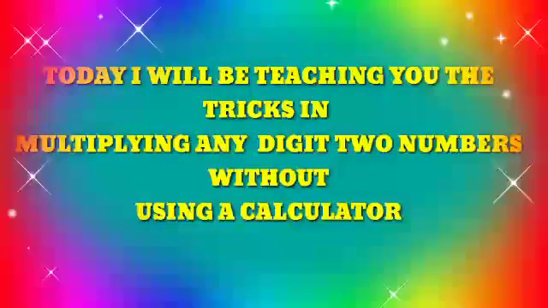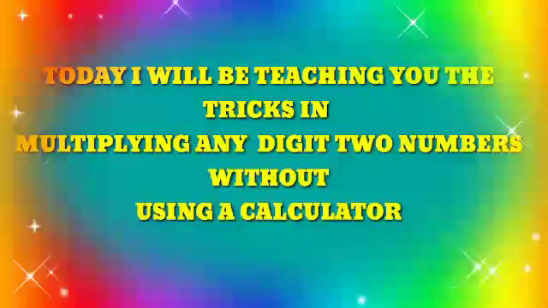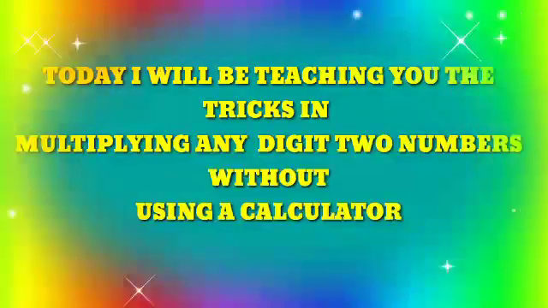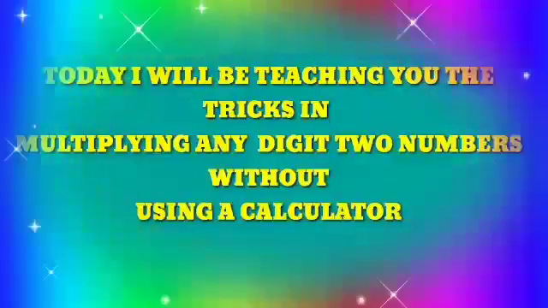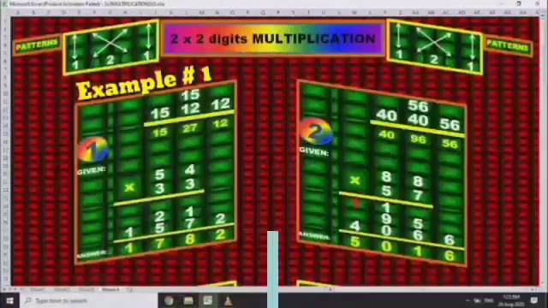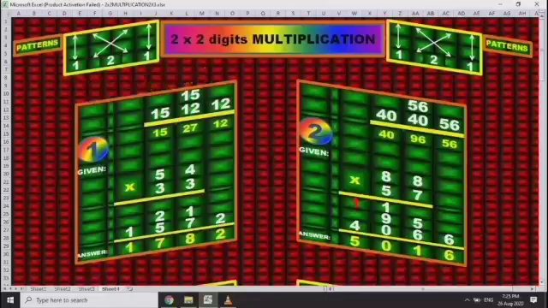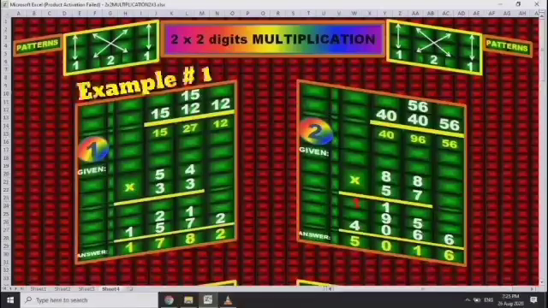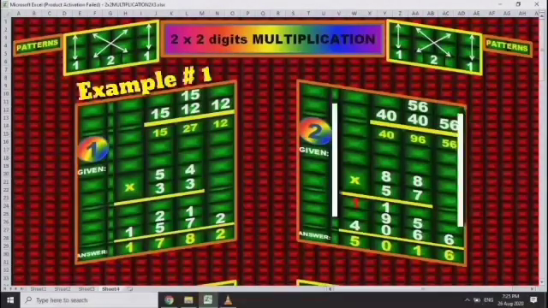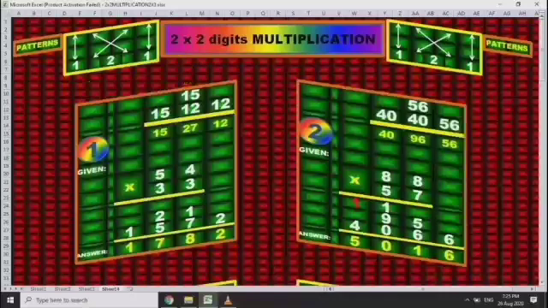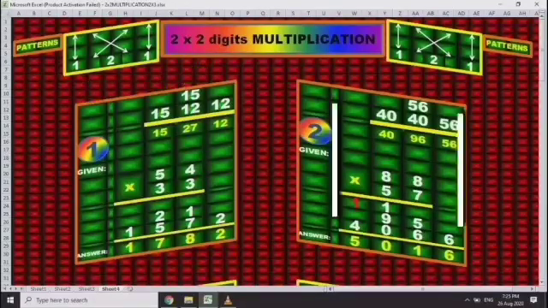Today I will be teaching you the tricks in multiplying two-digit numbers without using a calculator. Number one, this is all about two digits times two digits multiplication. This is a technique. There's a pattern at the top. First step is vertical multiplication followed by cross multiplication, then last step is vertical multiplication.